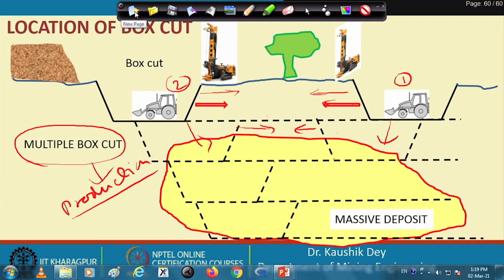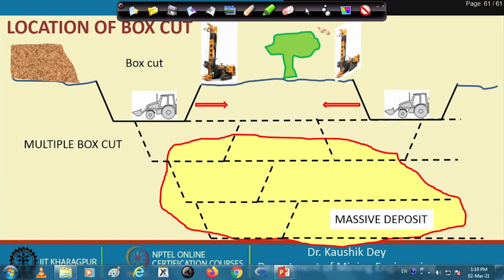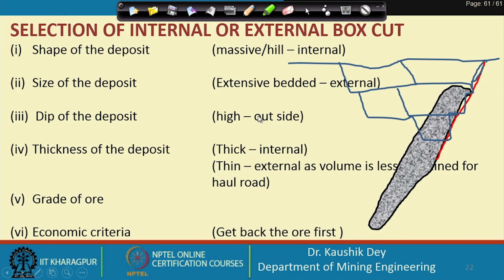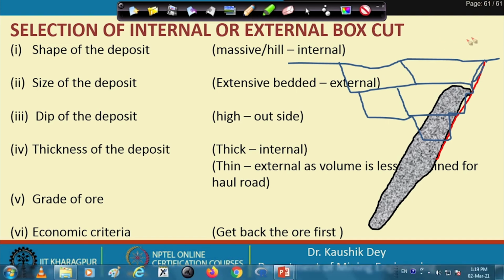So, often we can go for the multiple box cut also, using more number of machines. So, in general we say in this type of deposit also we can go for the internal box cut, and the choice of whether we will go for the internal box cut or external box cut depends on the shape of the deposit, say massive, hill, etc. we go for internal box cut. Size of the deposit, for the extensive bedded deposit we can go for the external box cut also.